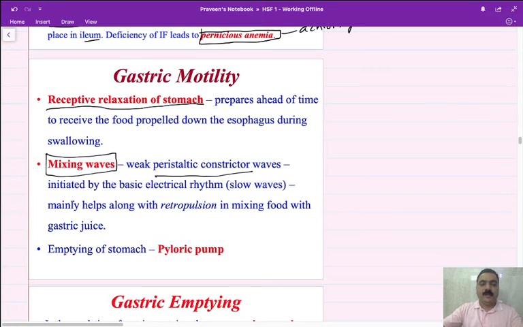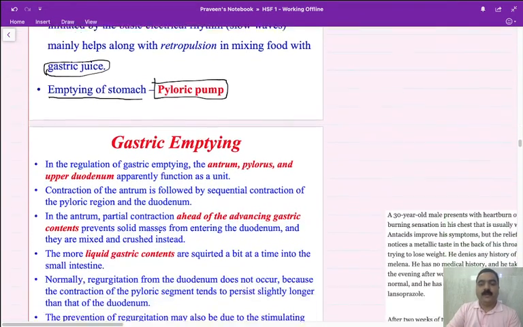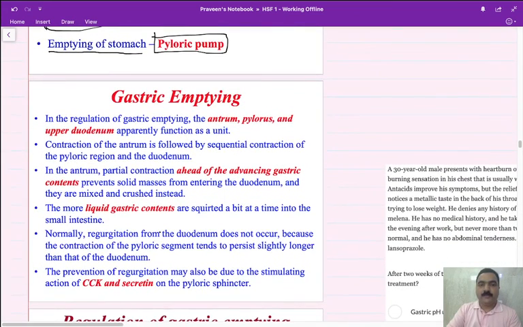Okay, and then after it has been completely mixed with the gastric juice and converted into a chyme, what will happen? It is the time for emptying of the stomach. For emptying of the stomach, you have the pyloric pump working. Let's see how this gastric emptying happens. In order for gastric emptying to happen, there are three parts that work together, which are the antrum, the pylorus, and the upper duodenum.